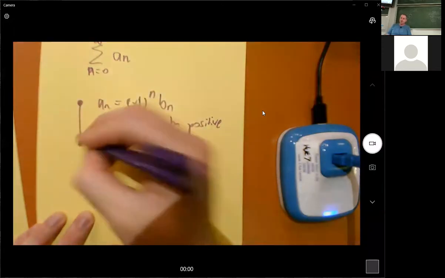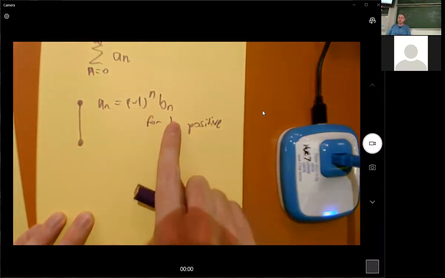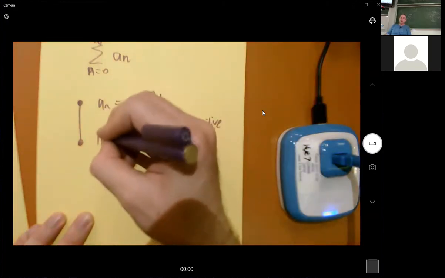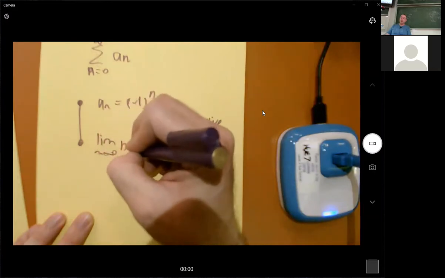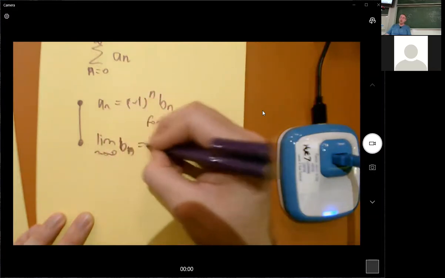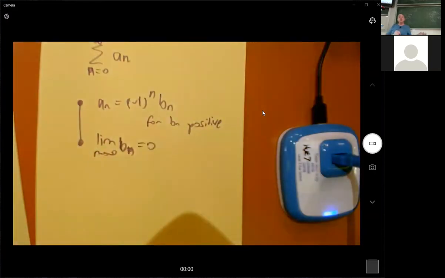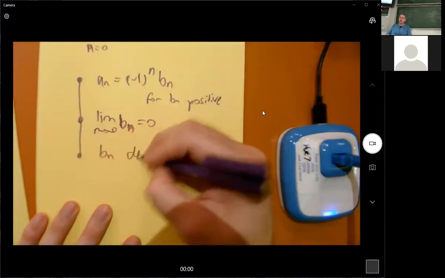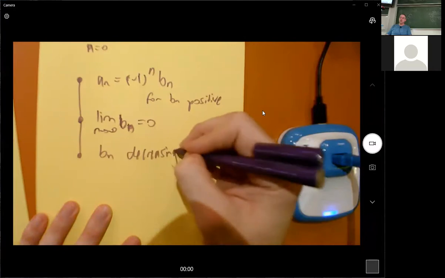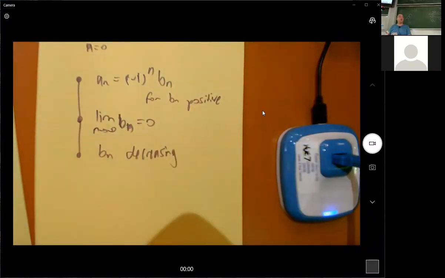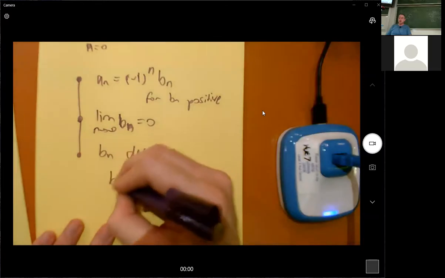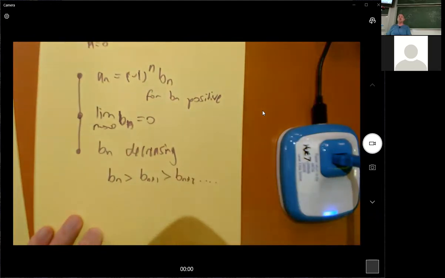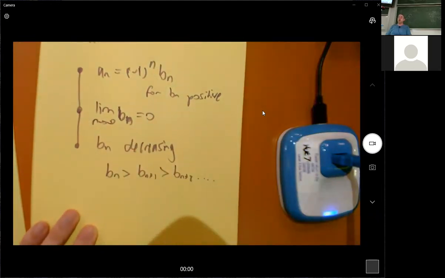So there's 3 things that have to be true. You have to have this, it has to be alternating. No, only 2 things. Oh yeah, and the limit as n goes to infinity of bn has to be 0, because otherwise it won't converge at all, because that's the previous test. The bn has to be decreasing, meaning that each one of them is smaller than the one before it. So bn is greater than bn plus 1, which is greater than bn plus 2, forever. And then it converges.